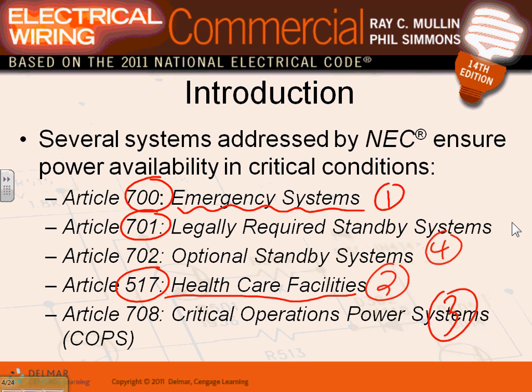Here's the funny thing: if you go to the critical operation area, like a federal bank, inside it, you're going to have an emergency system, a legally required standby system, and critical operation system, all in one building. And maybe also optional standby system. If you go to a hospital, the same thing. You're going to have an emergency system, legally required standby system in the hospital. That goes by the term of importance. Can I get you guys to understand these four articles? Okay, so that's basically the major thing about emergency system, legally required, and optional standby system.